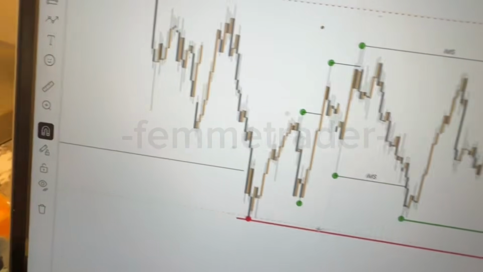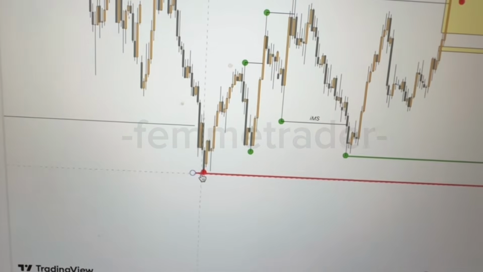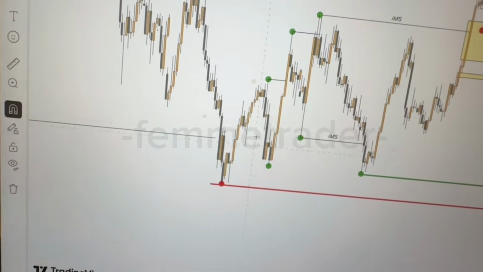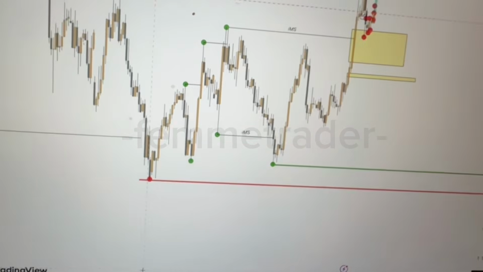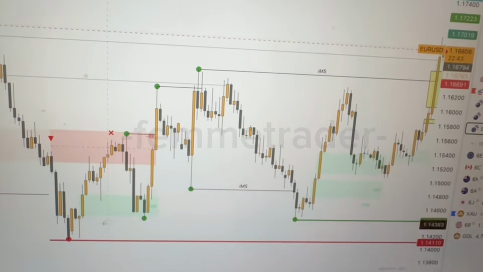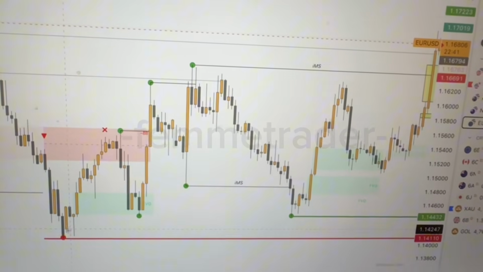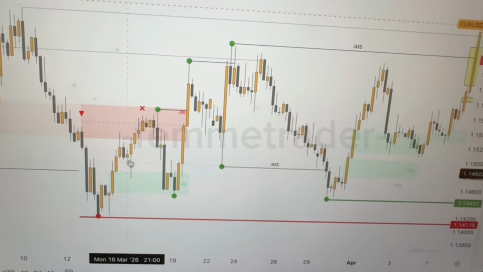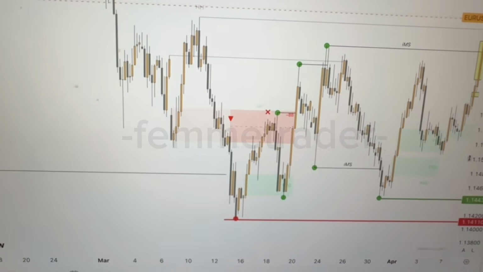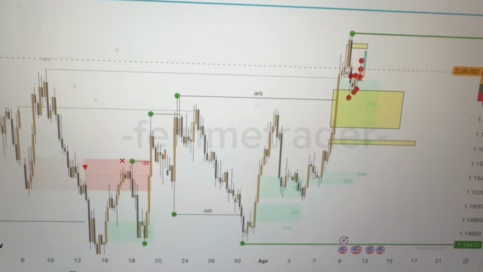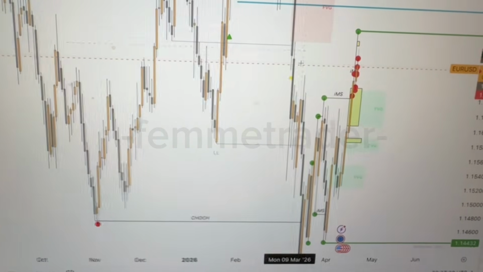This is the lowest, and from this low you can see that it started going high. So this is the lowest here. From the lowest it started going high. So we call this one internal structure. Anything that is inside the range, it's internal structure.